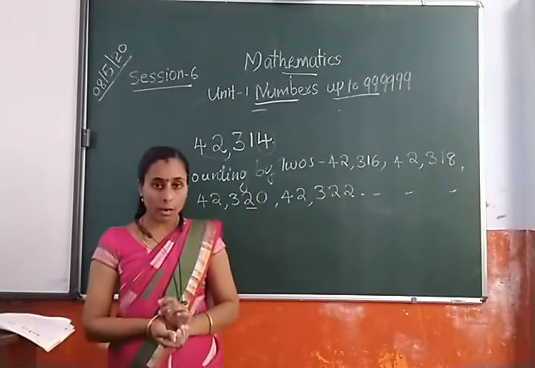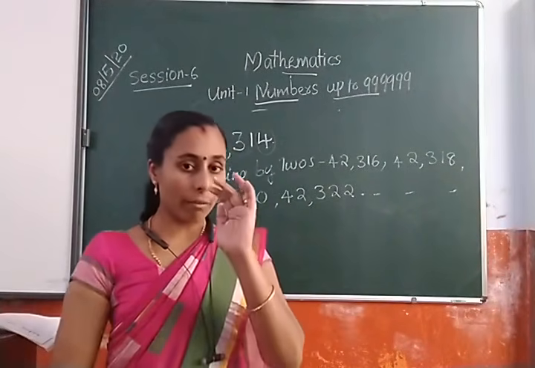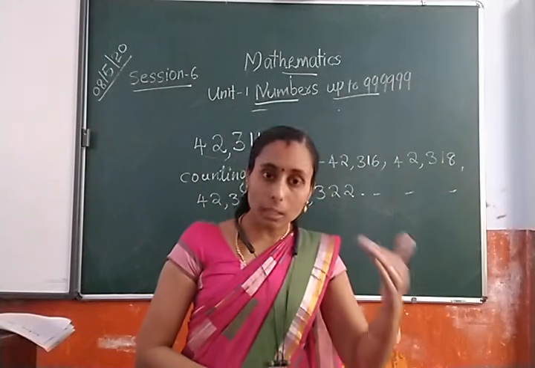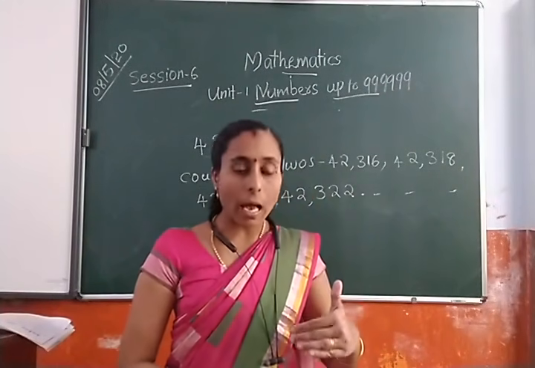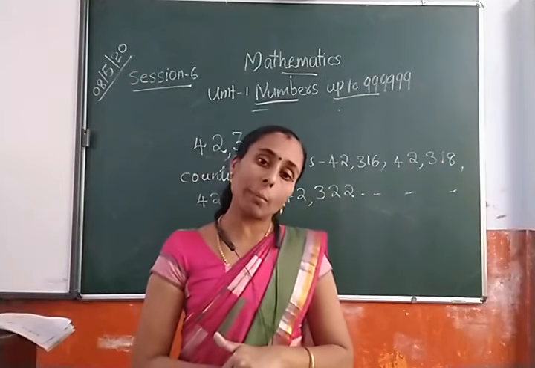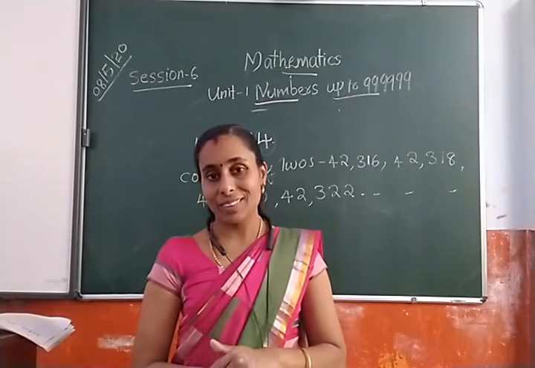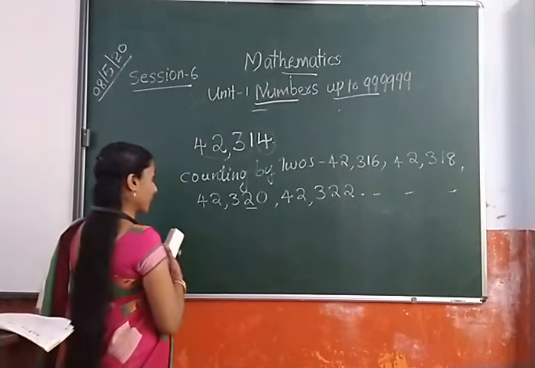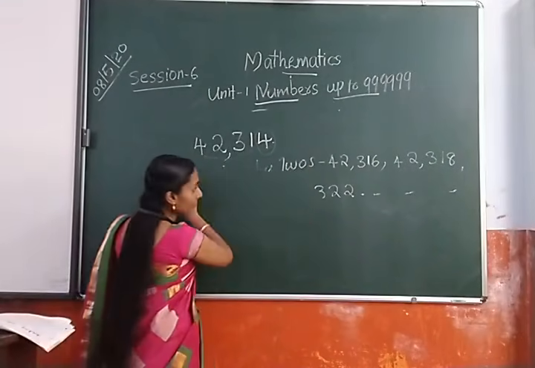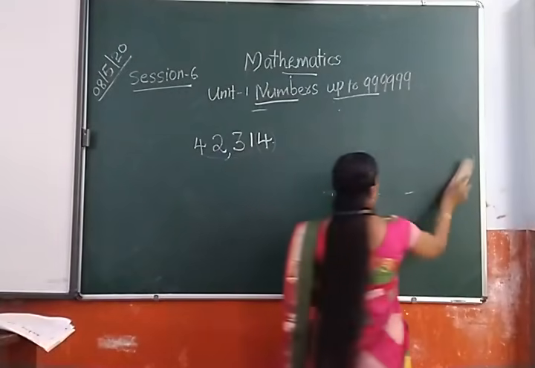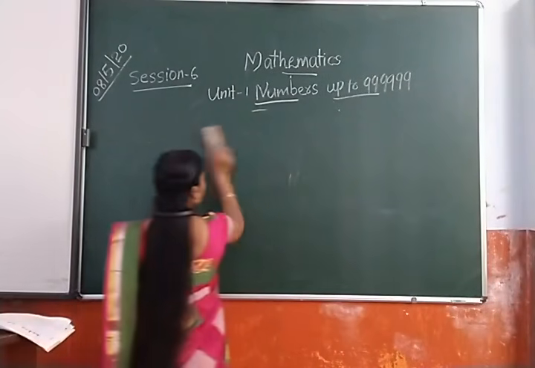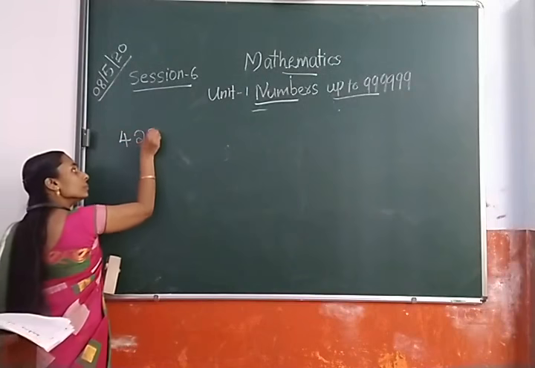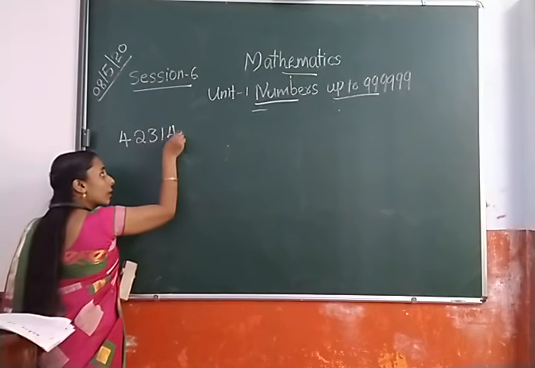Okay, for counting by twos, only the ones place changes by 2, adding 2 to the ones place, and all other places remain the same. Is it clear? Then, counting by tens.